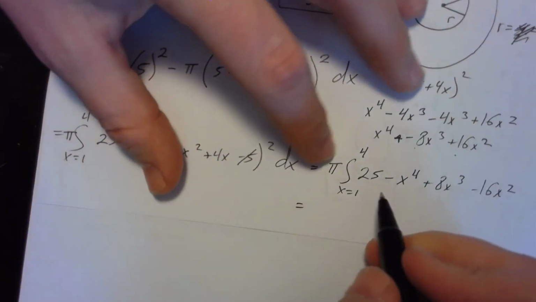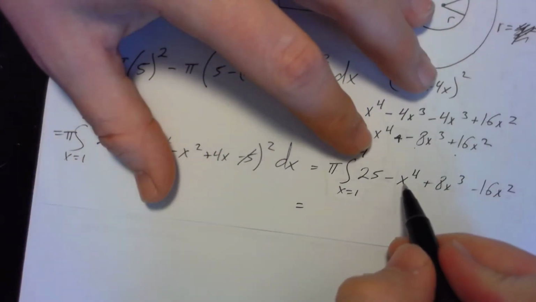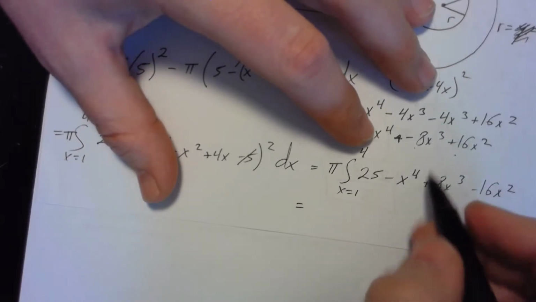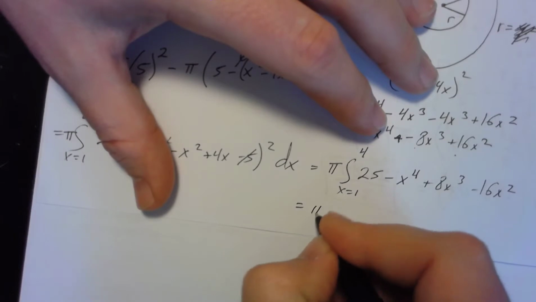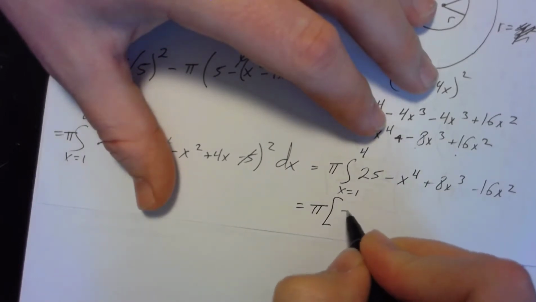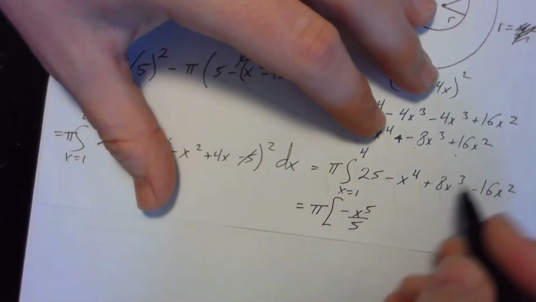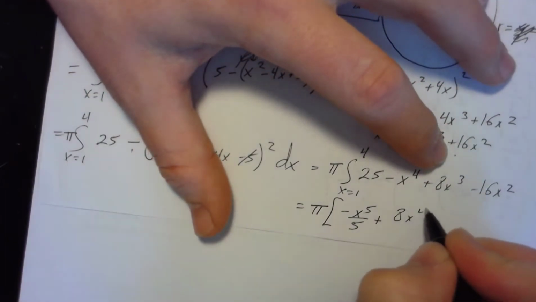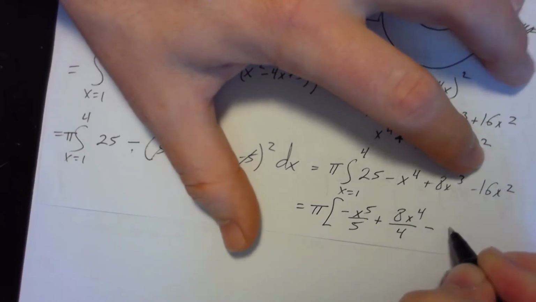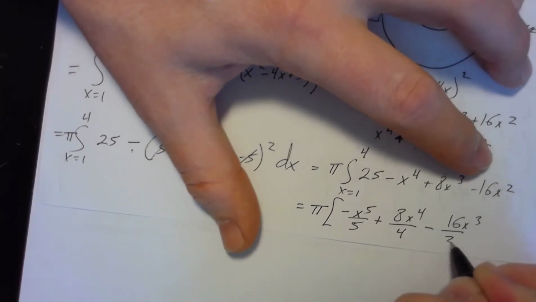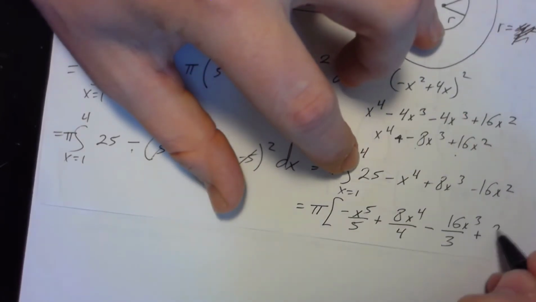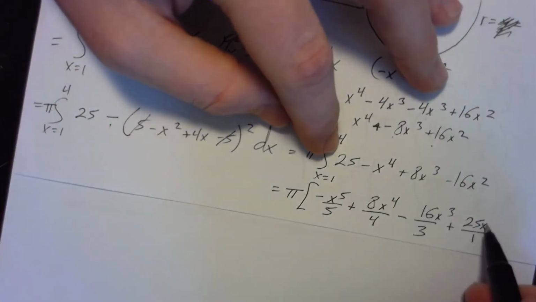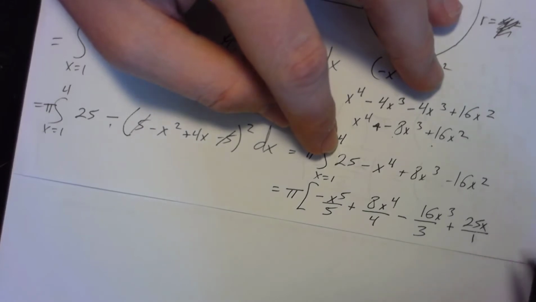Next step is to again integrate overall, and what I'll do is as I integrate, I'm going to rearrange the order of these things. I'm going to put my x to the fourth first, and therefore when I integrate, I'm going to have pi times a negative x to the fifth divided by 5 plus 8x to the fourth divided by 4 minus 16x cubed divided by 3, and then finally plus 25x divided by 1. I'm putting that 1 in there just to make sure that we remember that again every time we increase the power we divide by that power.